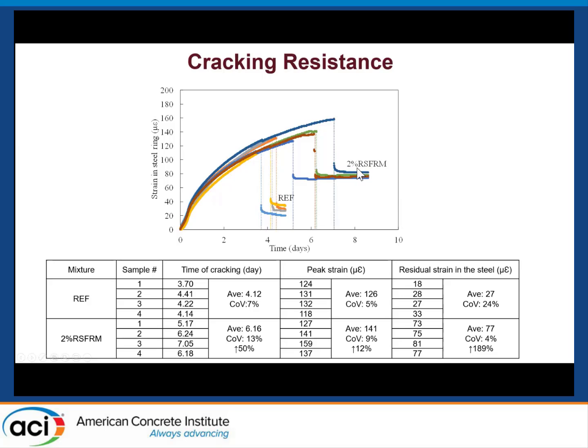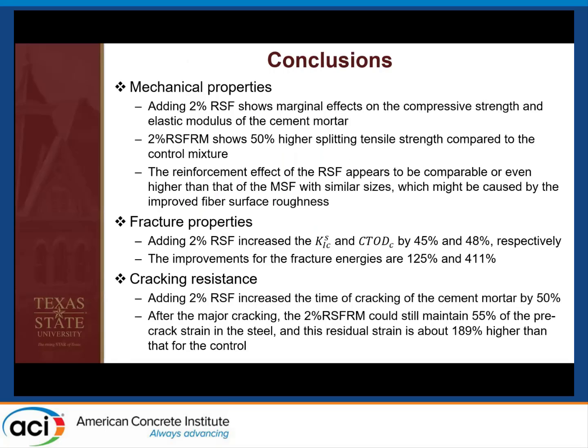So as we can see, by adding 2% recycled steel fiber, the average cracking time is 6.16 days, while the reference sample cracked at around 4 days. So the improvement in the cracking time is 50%. And we can also see the recycled steel fiber has a higher peak strain and a higher residual strain after major cracking due to the fiber bridging effect. So this result shows that the recycled steel fiber has a much higher cracking resistance compared to the normal cement mortar.